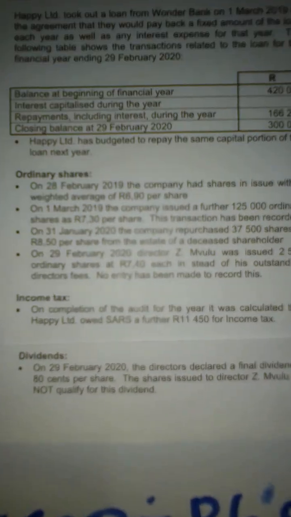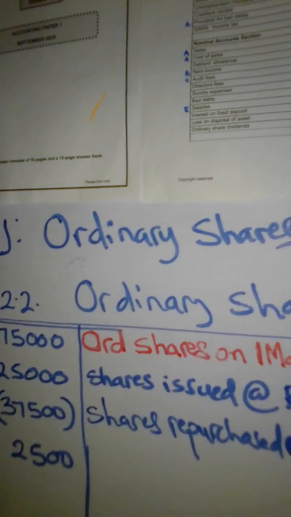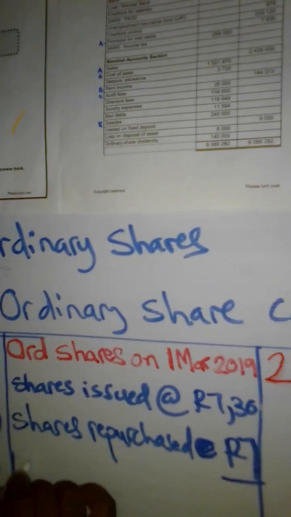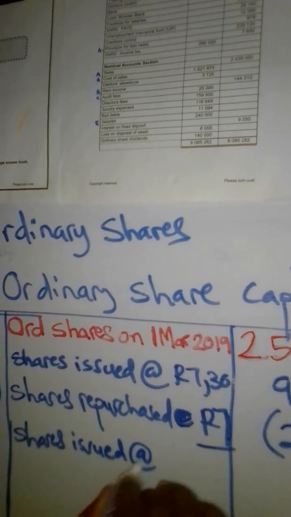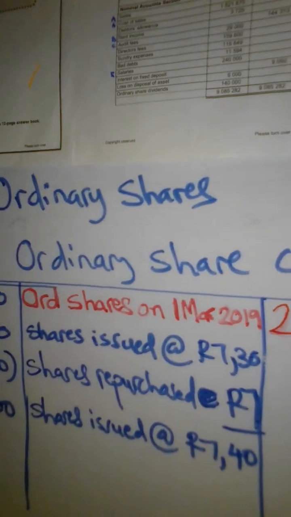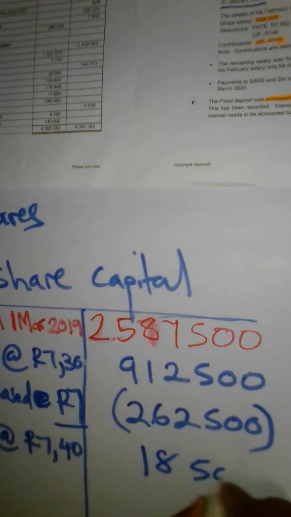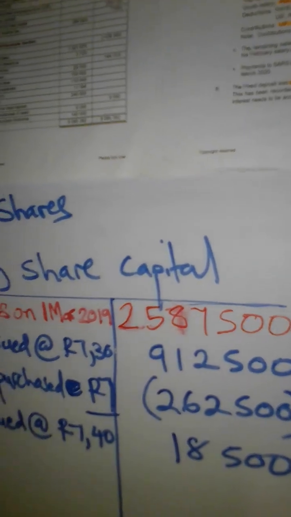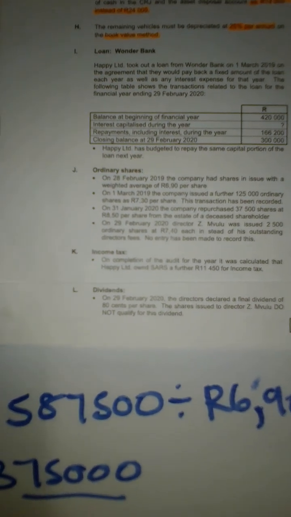So we are going to indicate 2,500 ordinary shares issued at how much? 7 rand 40. So 7 rand 40 times 2,500 will get something like 18,500. It seems as if we have now recorded everything that was supposed to be recorded in our note for the ordinary share capital.